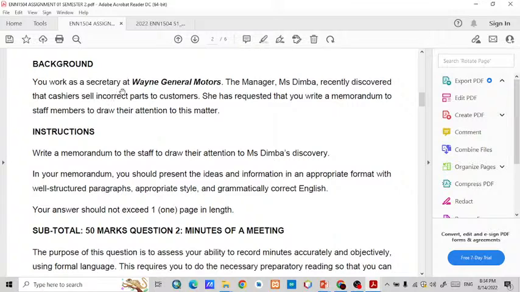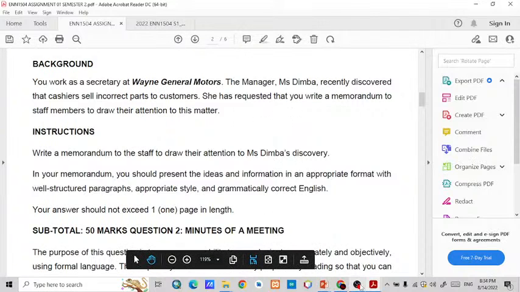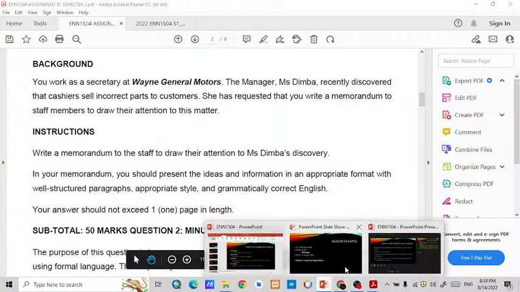You see, in this case, you are the secretary, so make sure that the sender is you. Do not be tempted to use Miss Dimba's surname as the one who's sending. No. You are the one who's sending the memo. So make sure that you use your name as the sender, not Miss Dimba. Okay, so I think that is clear. Let's continue with the slides then.